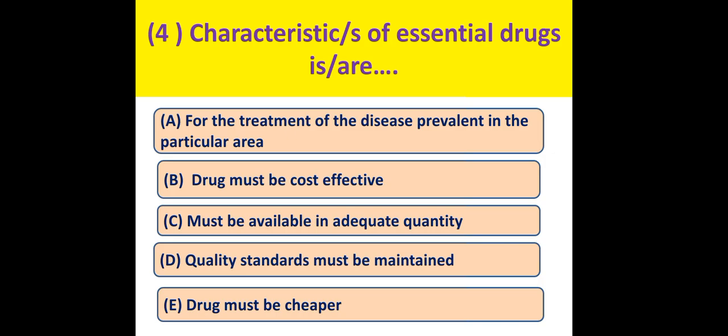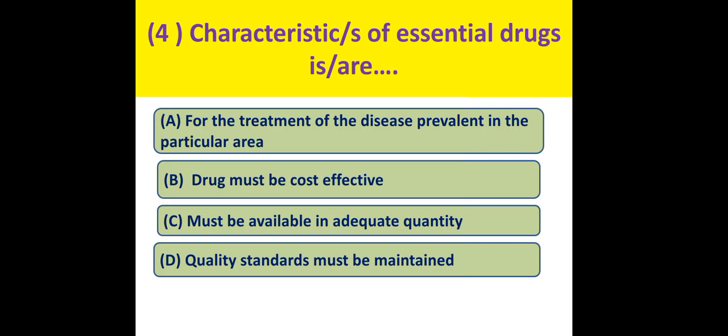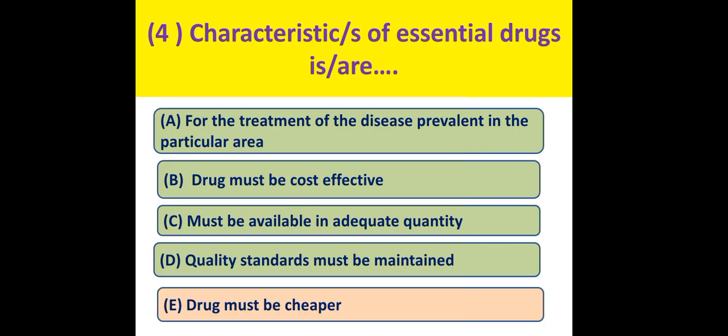Many a time there are chances that the disease is so prevalent in a particular area, and the drug is effective in that disease, but even though the drug is costlier as compared to the other drugs, that drug definitely has a better advantage, and that's why cost effectiveness must be there. But it is not possible for drugs to always be cheaper. So the correct answer is A, B, C and D, but not E.